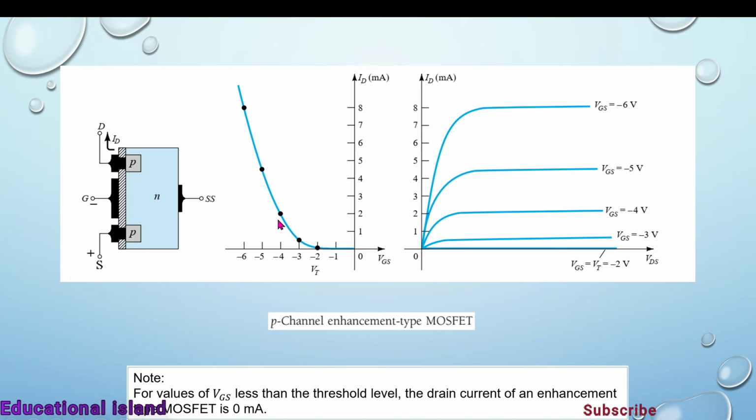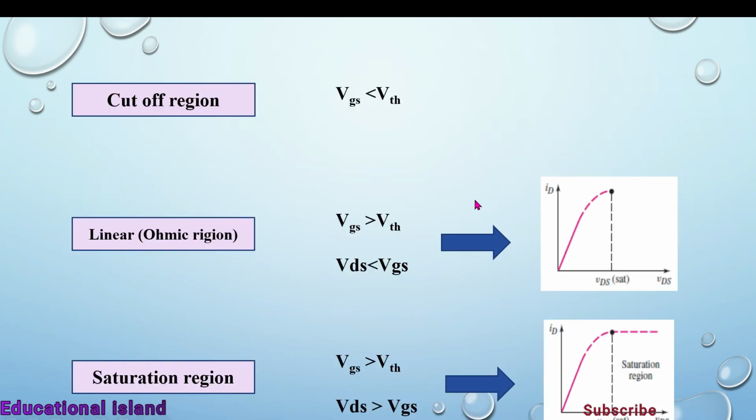channel here, and this is the graph between drain current and VGS. As VGS increases towards the negative region, the value of current increases. We remember that when VGS is less than the threshold voltage, the drain current of an enhancement MOSFET will be zero, and the device will not be working. And these are some characteristics we will discuss here.